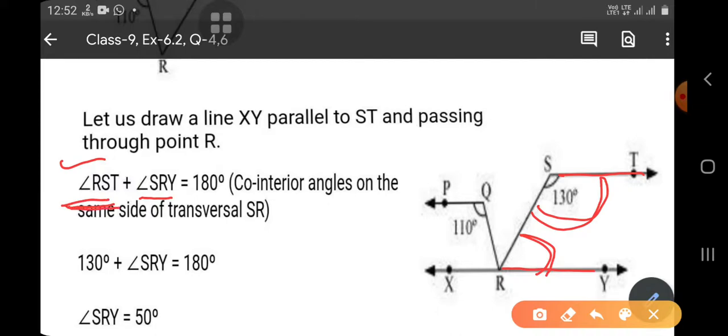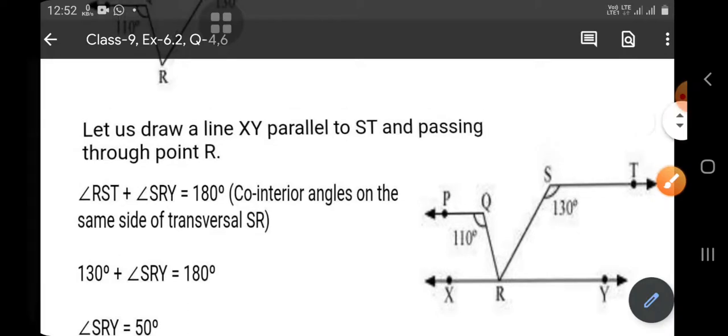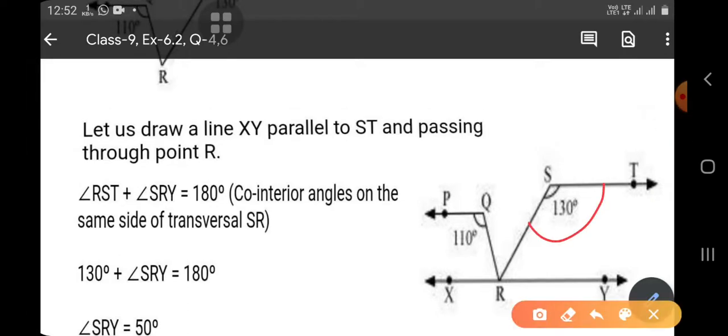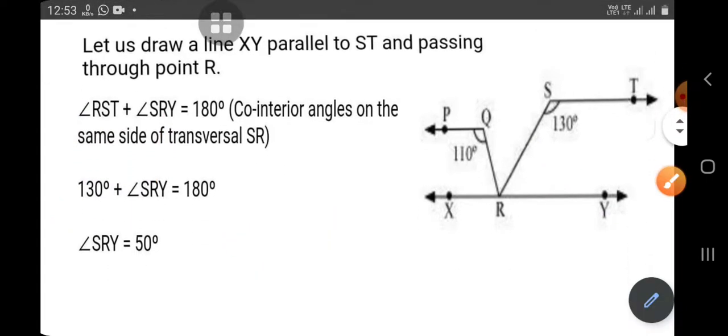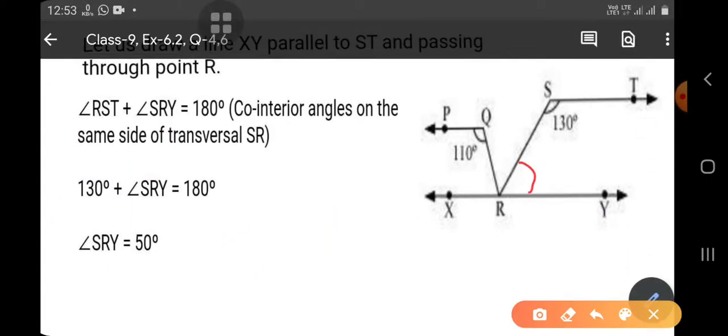Now the value of angle RST is 130 degree, so I will put the value of angle RST, that is 130 degree, and angle SRY we don't know, so we will find it. So write SRY plus 130 is 180 degree. Now transpose 130 from left to right, then it will be minus 130 degree. So the value is equal to 50 degree. It means angle SRY, this angle, will be 50 degree. So we got 50 degree for this angle.